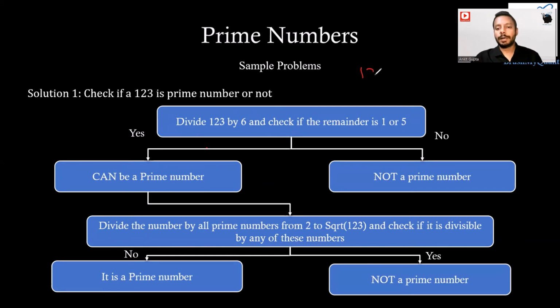So if you divide 123 by 6, you will actually get a remainder of 3, because 123 is nothing but 120 plus 3, and 120 is divisible by 6. So that means we will come to this part, which is the no part, and directly we can say that 123 is not a prime number. You will see because of doing this check, it became so easy for us to figure out quickly that 123 is not a prime number.